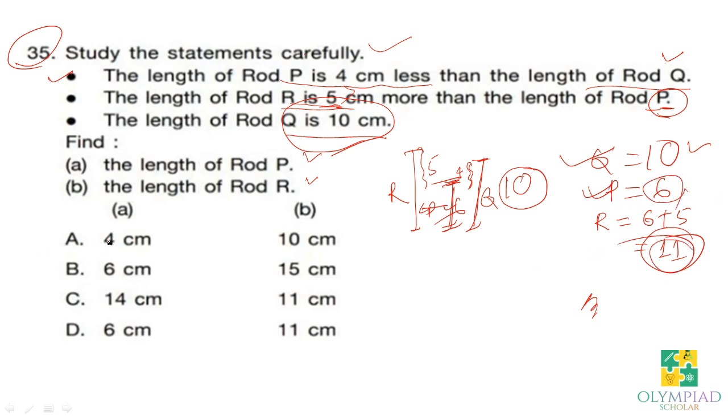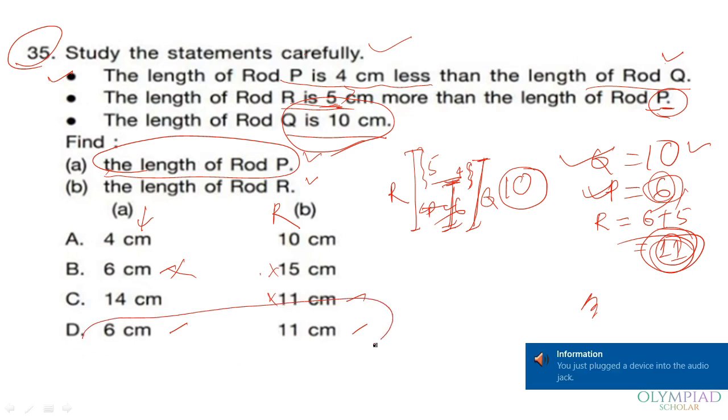So there are some combinations. For A it is 4 and 10. So we have to check the options for P and R. P is 6 here and R is 11 here. So this cannot be the answer, as for R it is 15, and that also cannot be the answer. So both of the options are correct. Okay, here in option D.